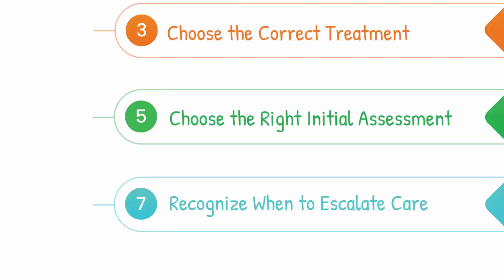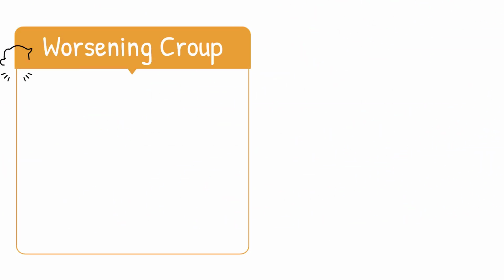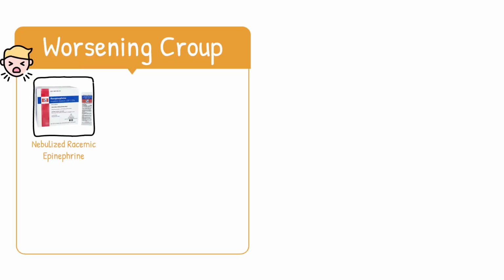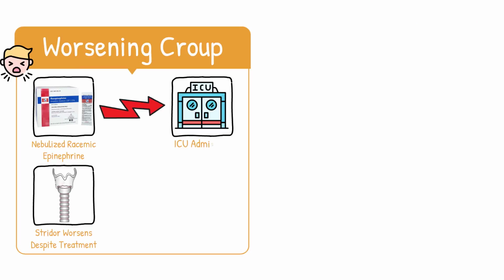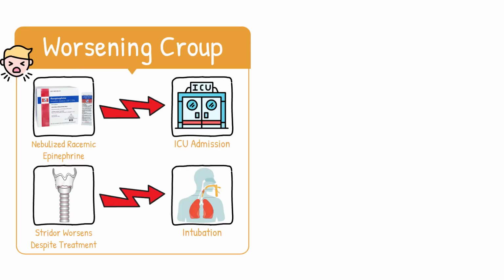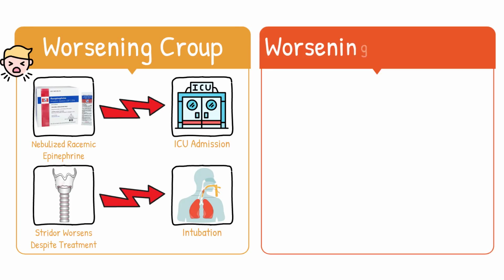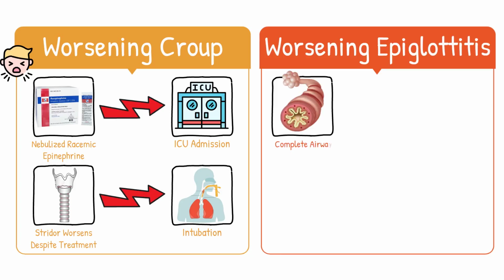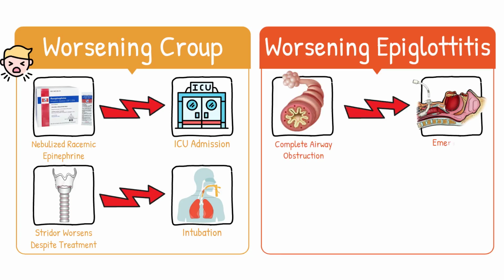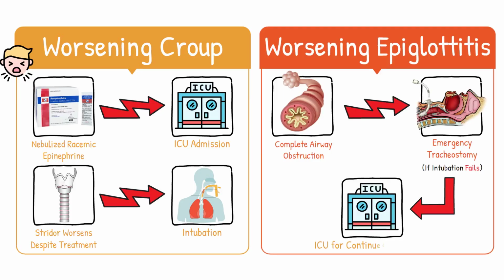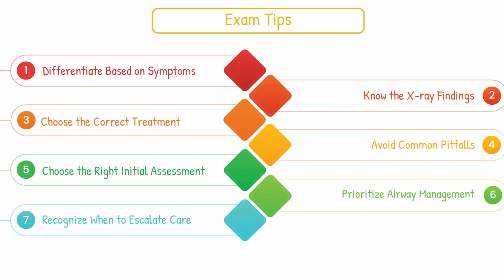For worsening croup, if symptoms persist after racemic epinephrine or if stridor continues to worsen despite treatment, ICU admission and possibly intubation may be necessary. In epiglottitis, any signs of complete airway obstruction call for an emergency tracheostomy if intubation is not successful. These patients should always be transferred to the ICU for close and continuous monitoring.